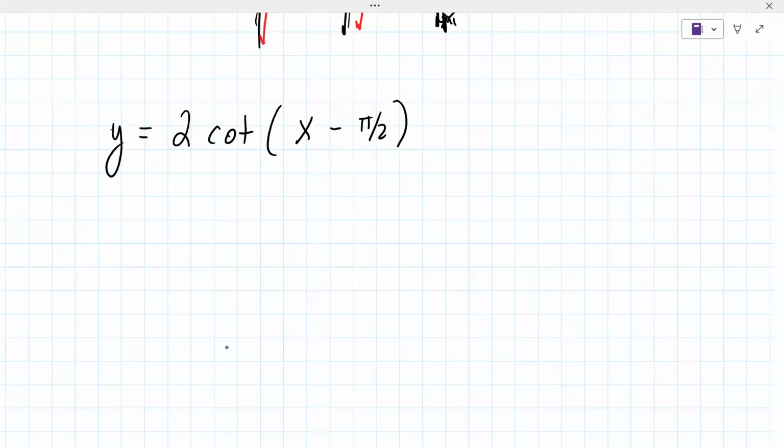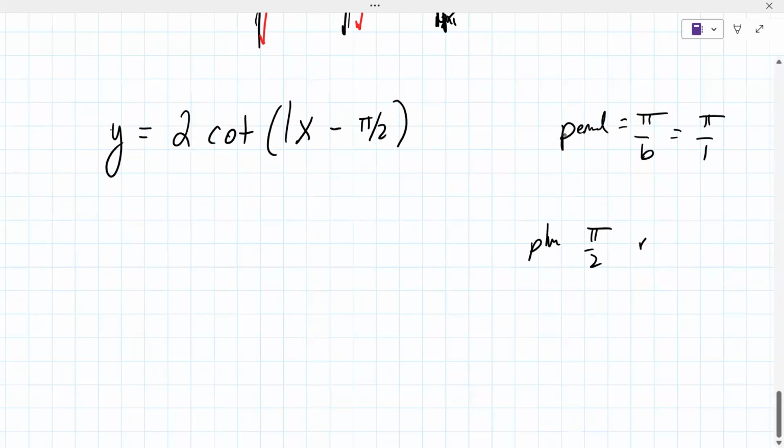Period would be pi. Well, I'm asking you, did your instructor give you anything like this? Because I don't want to cover it if you don't think you need it. Okay. So, the first thing is you figure out the period. The period is still pi over b, pi over 1, because there's a 1 in front of the variable. The phase shift is pi over 2 right.